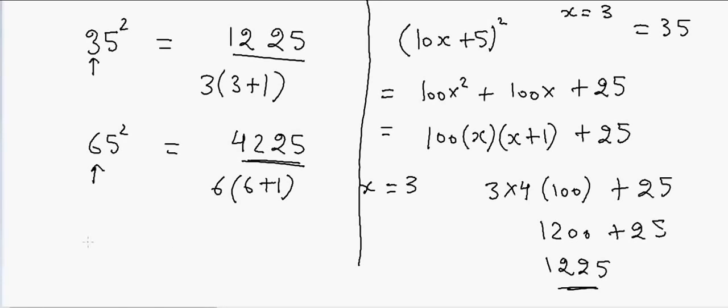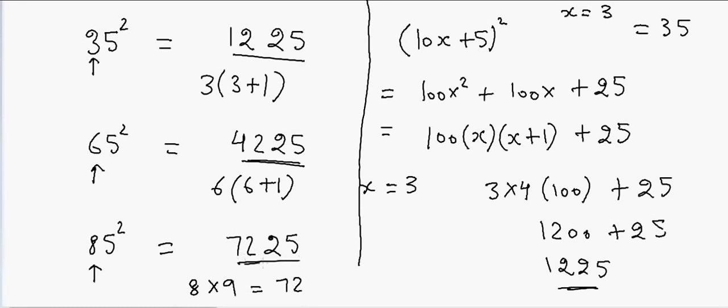Another example, if I have 85 squared and I want to find the square, that will end with 25, and we'll do 8 into 9, that's equal to 72. So the answer is 7225. So this is how this trick works.